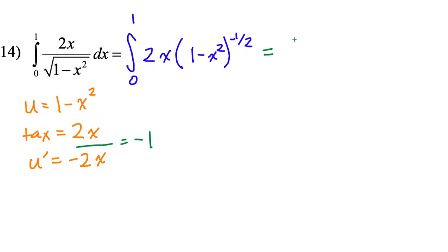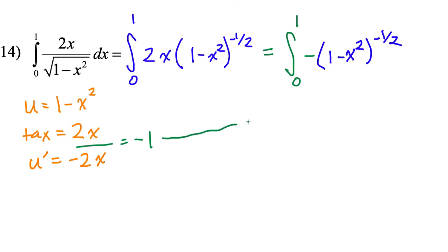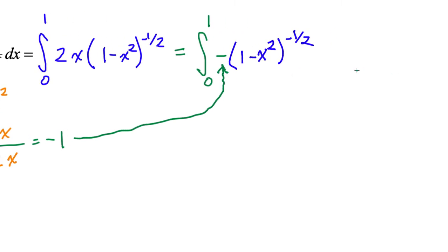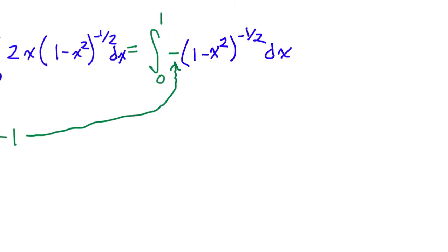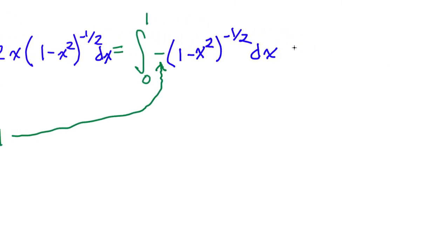That is going to equal the integral between 0 and 1 of negative, in parentheses here, and I guess it's all the same stuff, so I'm going to leave it as blue, 1 minus x squared to the power of negative 1/2. Again, I should probably draw arrows that this negative 1 went right there. And don't forget our dx, just to be formal. And then I can take the antiderivative.